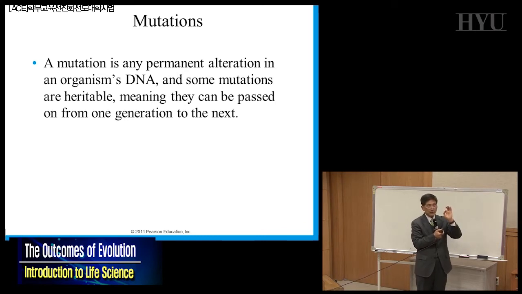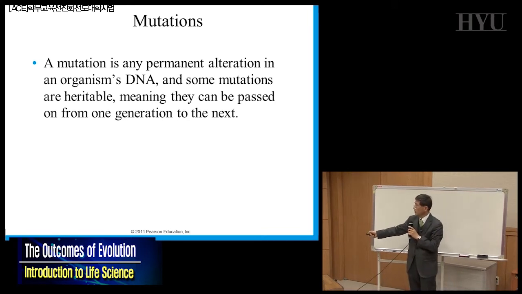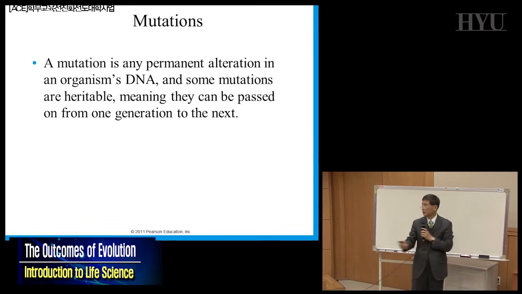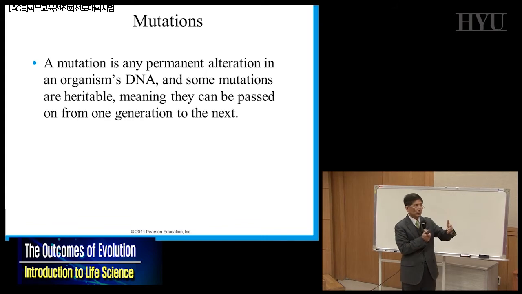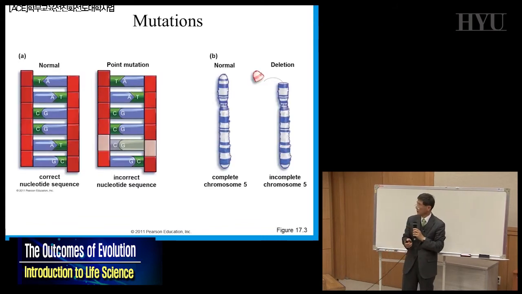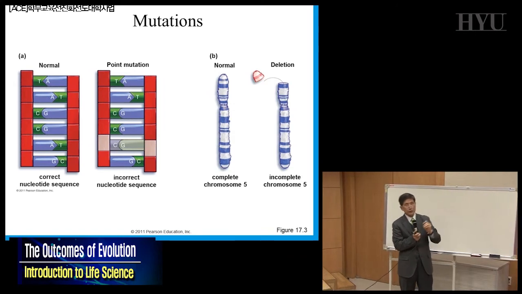Only if the mutation happens in your germ cell, sperm or egg, is that mutation heritable. So that's what it means: some mutations are heritable, meaning they can be passed from one generation to the next generation. So we talked about mutations.